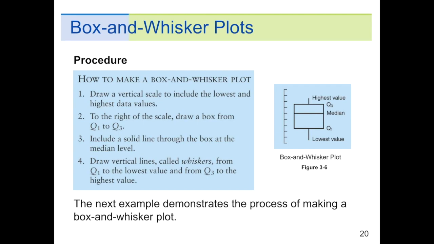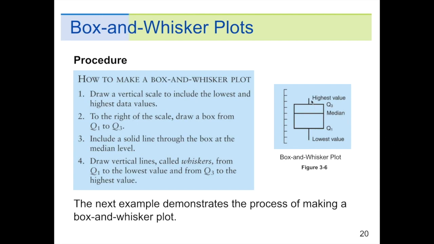Second, to the right of the scale, draw a box from Q1 to Q3. Include a solid line through the box at the median level. Draw vertical lines called whiskers from Q1 to the lowest value and from Q3 to the highest value.